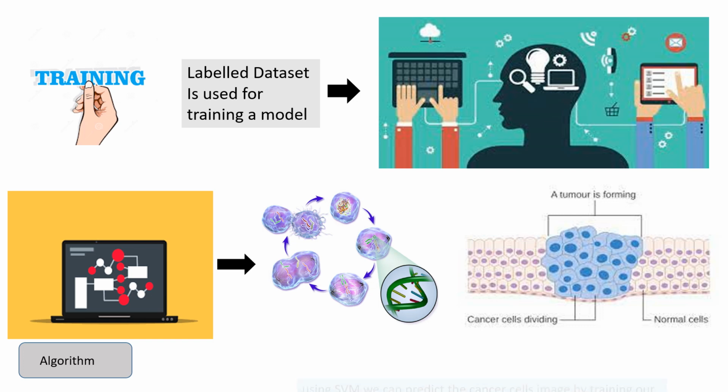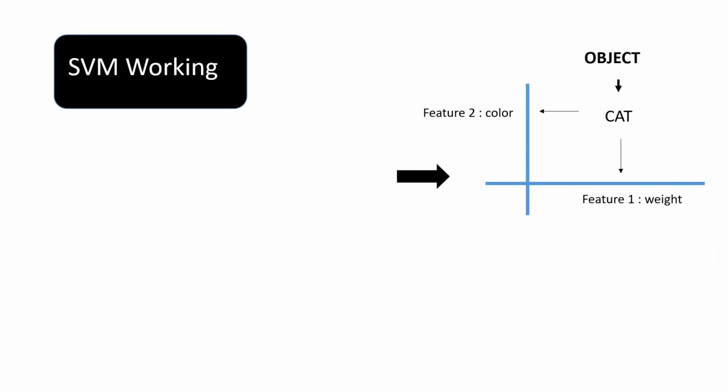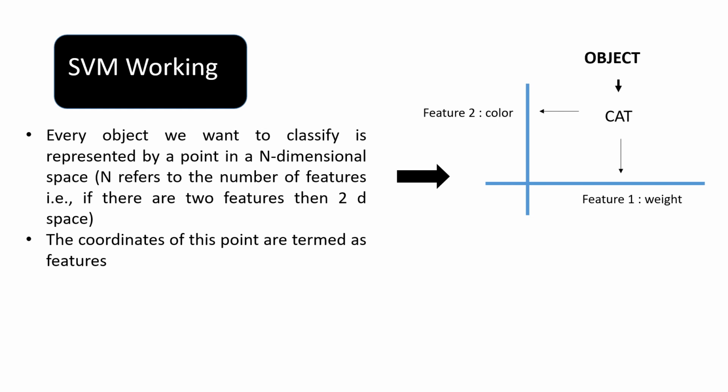So, moving further, how does SVM work? What is the working principle of SVM? Every object we want to classify is represented by a point in an n-dimensional space, where n refers to the number of features. Those features are dependent on us. The better the features, the better the learning of SVM, and the better the accuracy given to us by SVM. So if there are two features, then 2D space will be enough to categorize the classes.